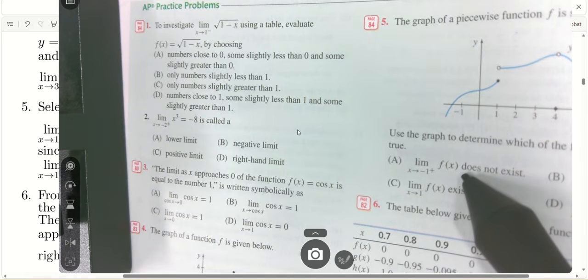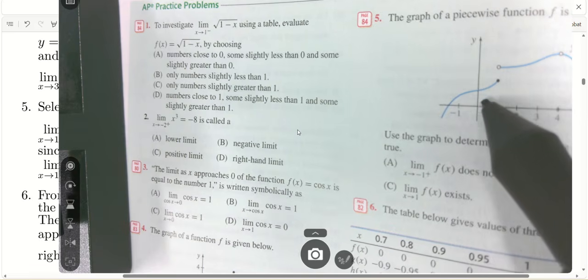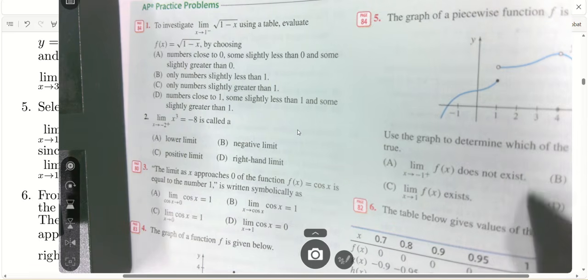Does it exist from the right? It does, which means this is what? If it does exist, this must be false, because it says it does not exist, and they're wrong. It does exist. It's whatever this number is, right here. Okay, so that one's false.